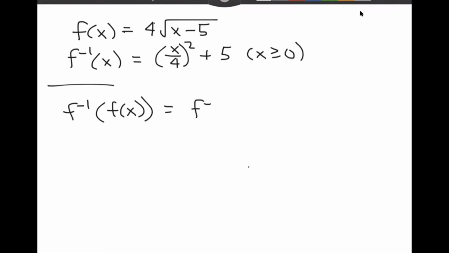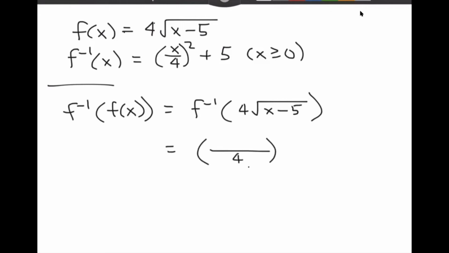All right, so f inverse of f of x. What is f of x? It's 4 times the square root of x minus 5. And then what does function f inverse do? It takes a number, divides that number by 4, squares the answer, and then adds 5 for x greater than 0, which may or may not be important.